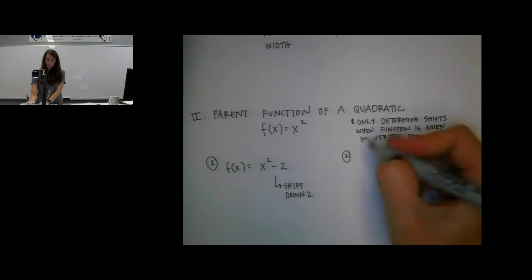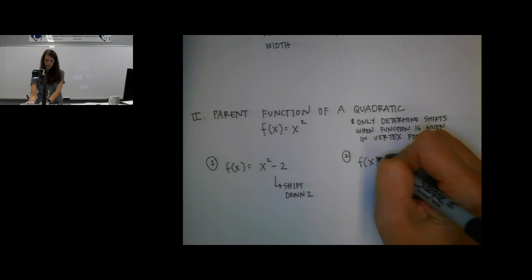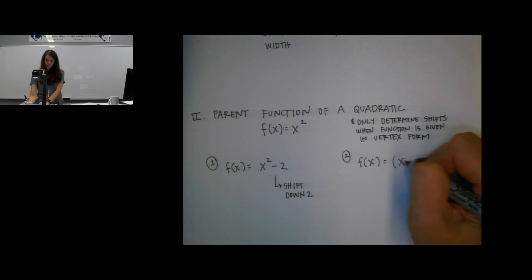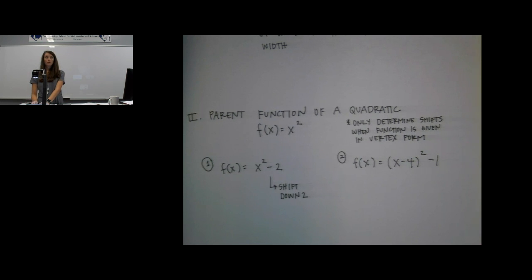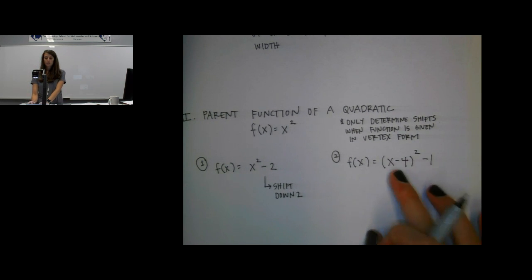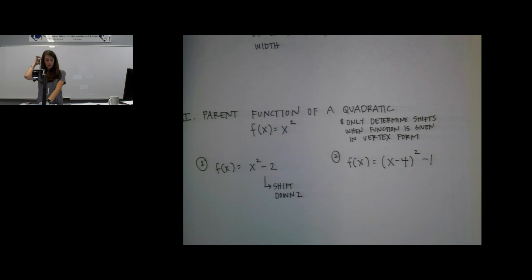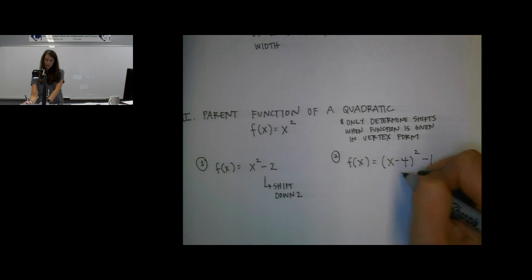So let's look at this one here. This is in vertex form, so I can determine my shifts here. So what's going to happen? This means I'm going to shift down 1, and this negative inside here means I am going to the right, the opposite direction, remember, right 4.